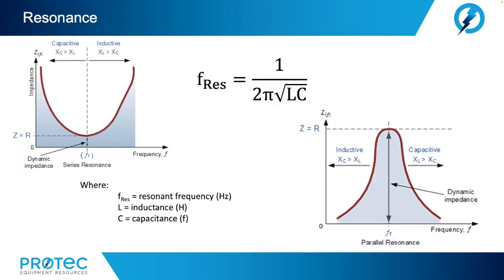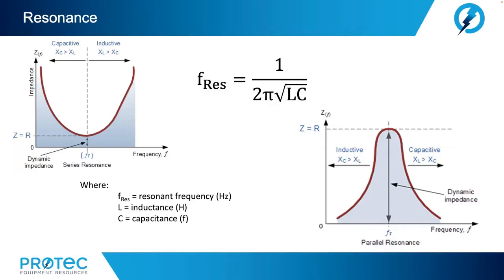Resonance occurs in an AC circuit when the inductive reactance and capacitive reactance are equal to one another, or X sub L equals X sub C. When this occurs, the total reactance, equal to X sub L minus X sub C, becomes 0, and the impedance is totally resistive. Because inductive reactance and capacitive reactance are both dependent on frequency, it is possible to bring a circuit to resonance by adjusting the frequency of the applied voltage.